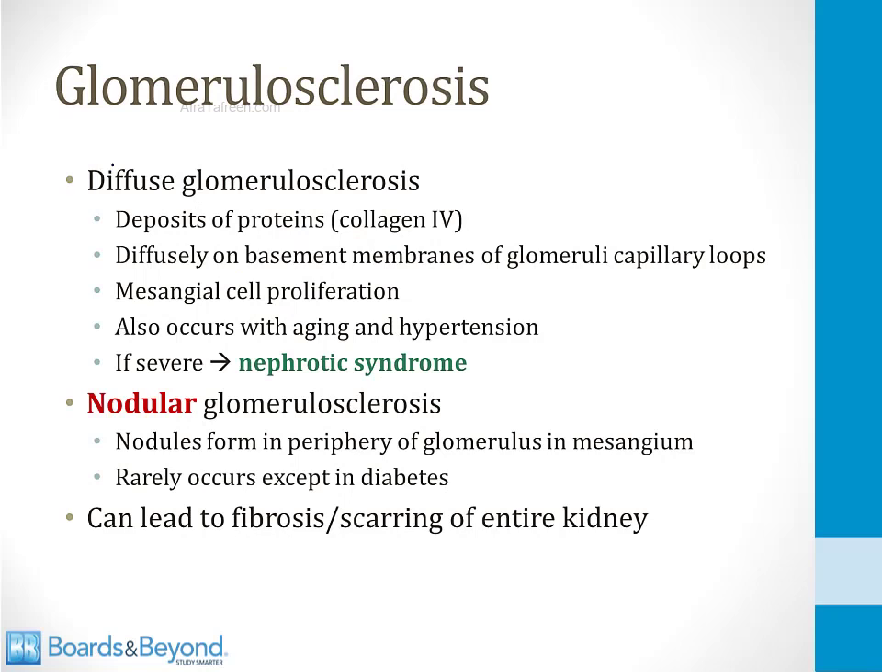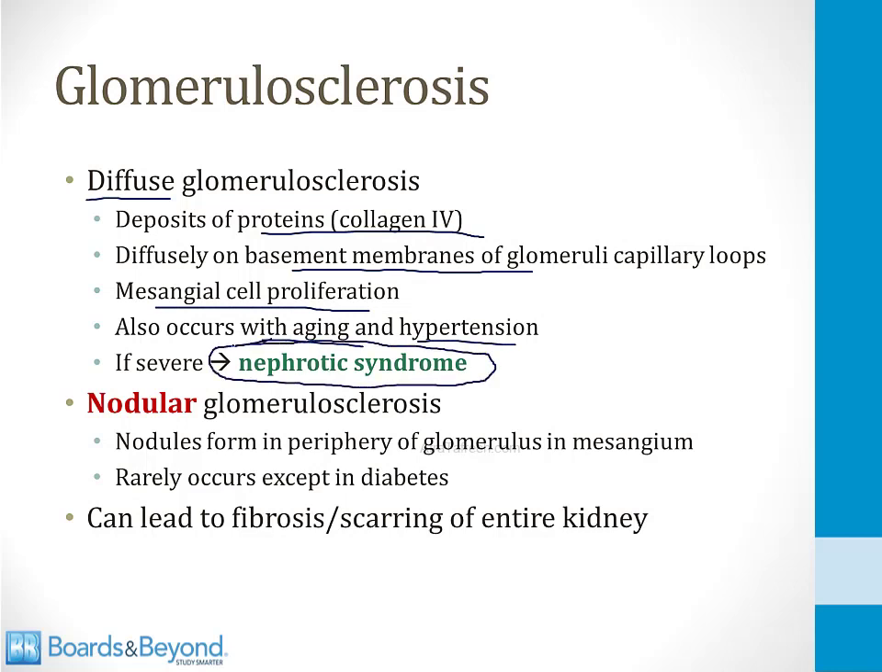There are two forms of glomerular sclerosis that can be seen in diabetes. The first is the diffuse form. This occurs when there is deposition of proteins, especially collagen type 4, diffusely on the basement membranes of the glomerular capillary loops. The mesangial cells begin to proliferate, and this is what leads to diffuse glomerular sclerosis. You can also see this with aging and with hypertension. And if this process becomes severe, this can lead to the nephrotic syndrome, and it's uncommon, but sometimes diabetes leads to development of the nephrotic syndrome.